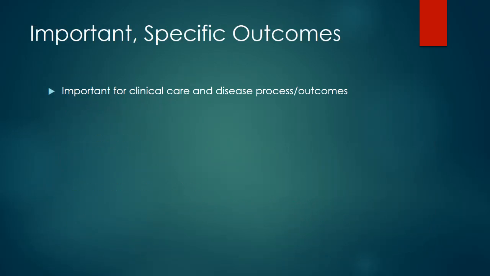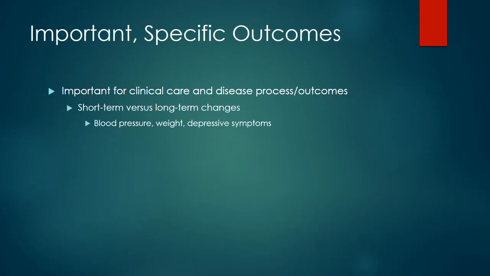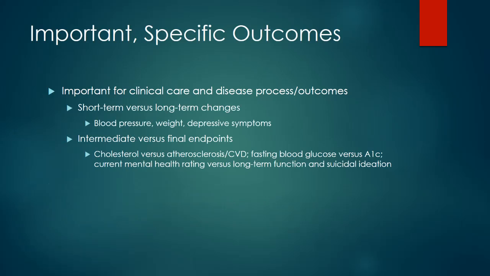Next, we said we want to make sure there are important and specific outcomes that are evaluated in the study. So this means things that are important in relation to clinical care and/or the disease process or outcomes. So we'd want to think about short-term versus long-term changes, whether we want to look at blood pressure, weight, or depressive symptoms, for example.